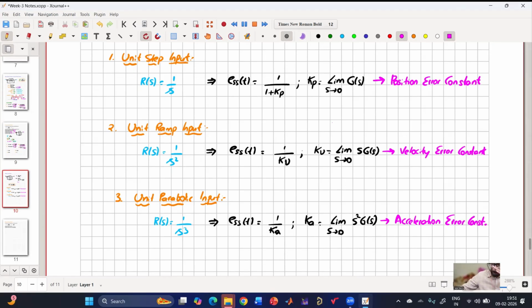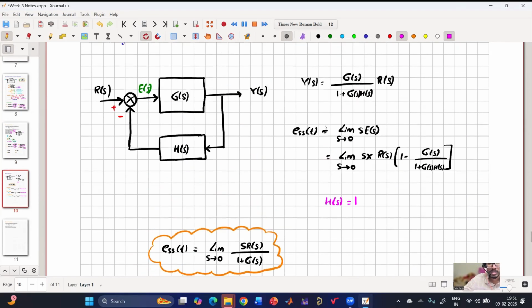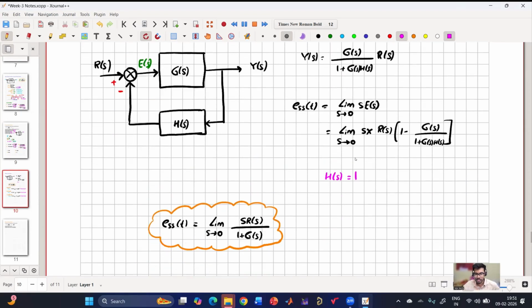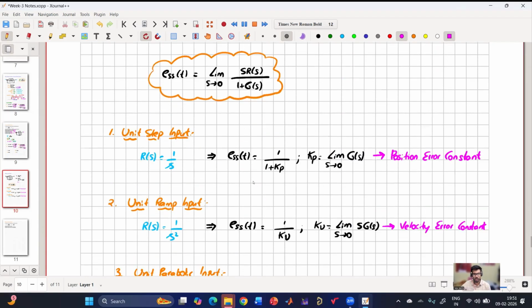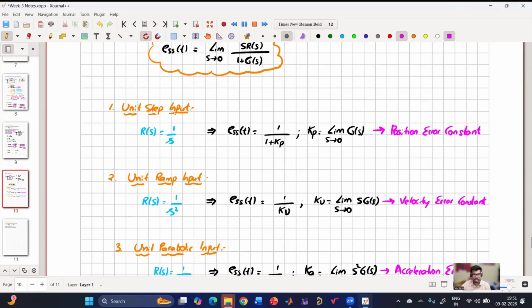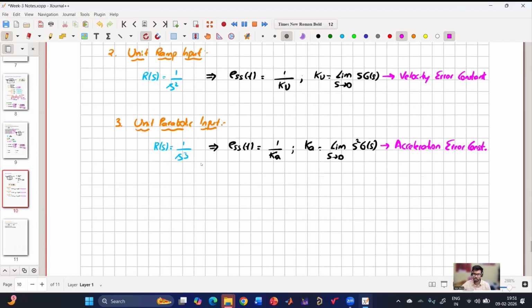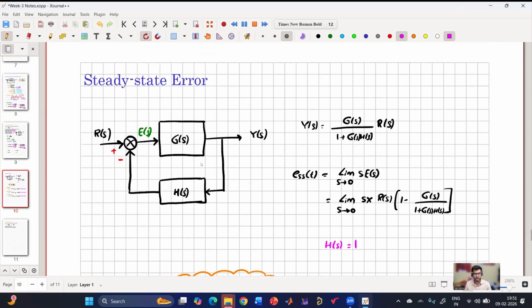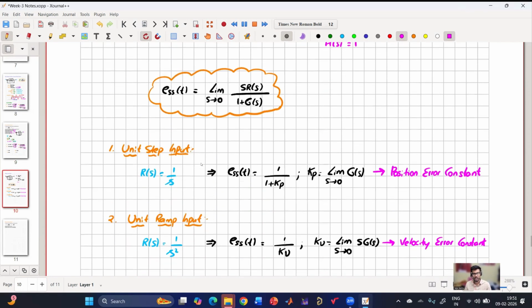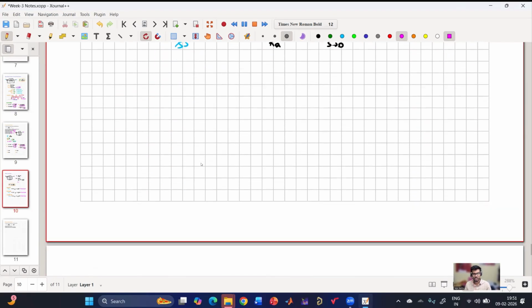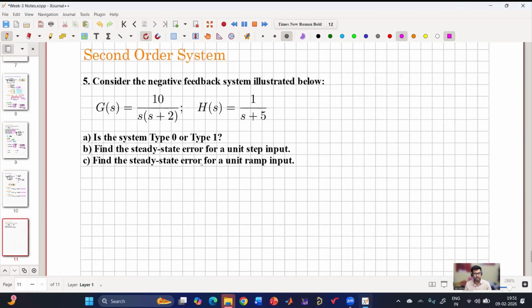So we have derived from our existing knowledge of the final value theorem, and we have calculated error in terms of input and output. We have assumed that H of s is 1, unity feedback. Then we have gotten the error for step input, ramp input, as well as parabolic input. So this is simple and straightforward, and this is how we calculate the steady state error. Now, using this knowledge, let us solve one problem quickly.